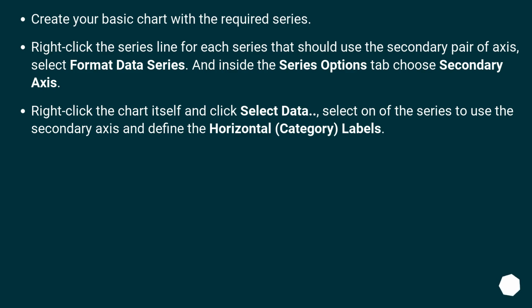Right-click the chart itself and click Select Data. Select one of the series to use the secondary axis and define the horizontal, category, labels.